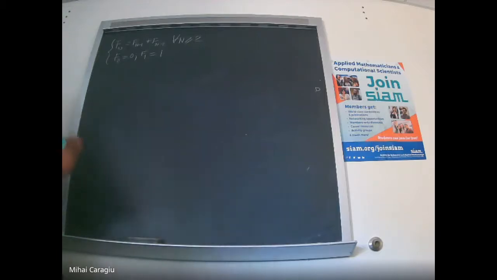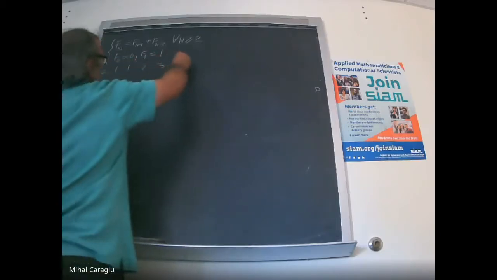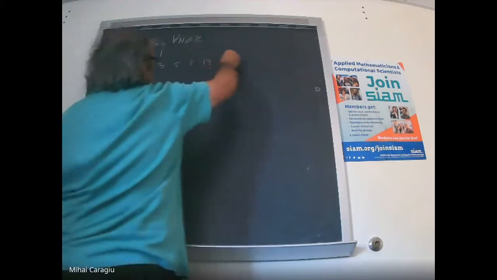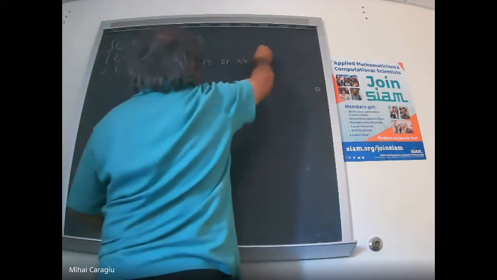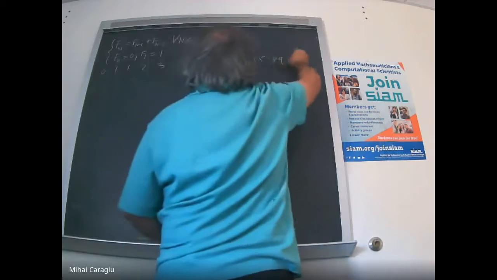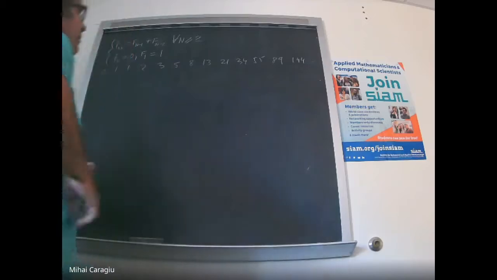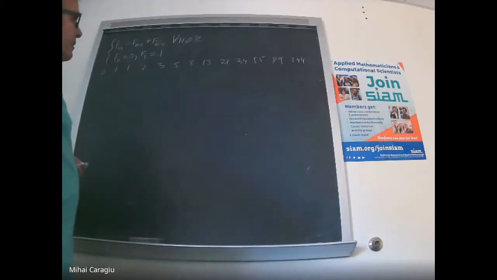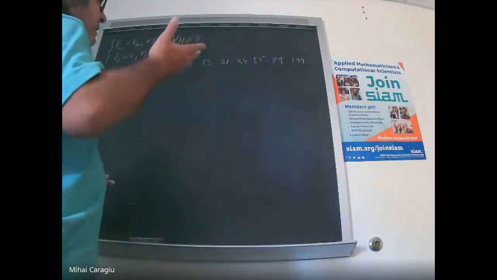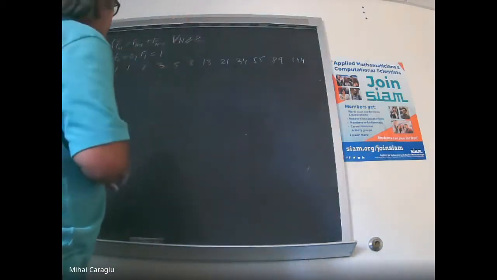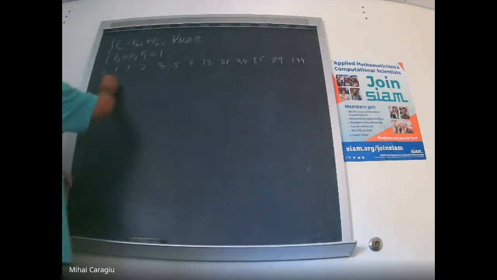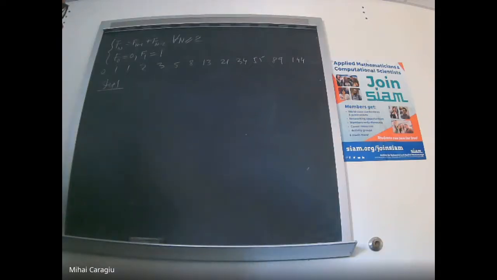If you want to look at the first few terms: 0, 1, 1, then 2, 3, 5, 8, 13, 21, 34, 55, 89, 144, and so on. Looking at the terms of the sequence, we notice a certain exponential growth. How exactly it grows, with which base, remains to be seen. So let's see. Step 1. Let's find an explicit formula for the Fibonacci sequence.